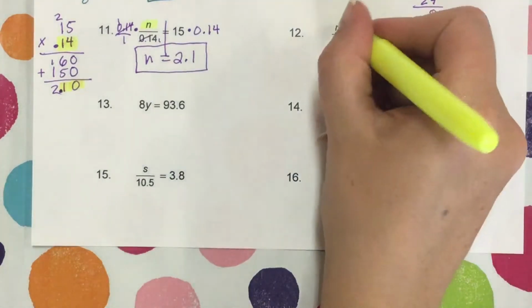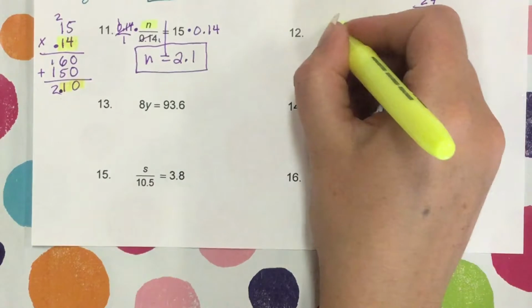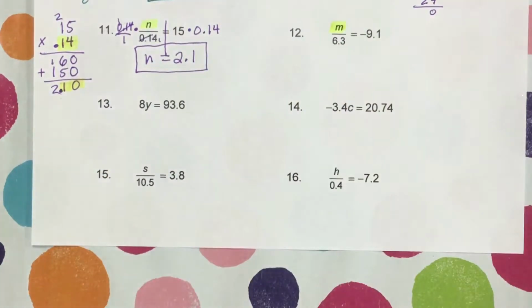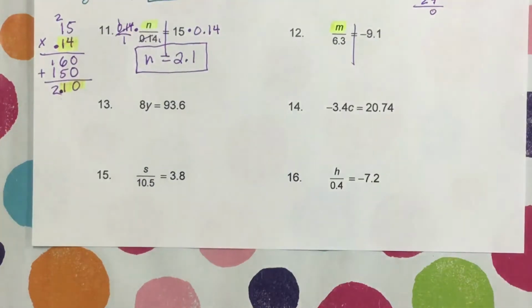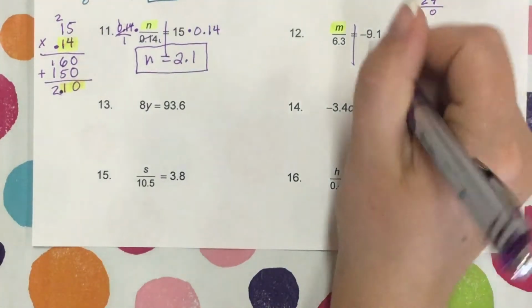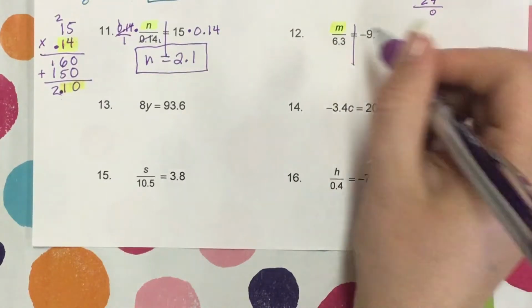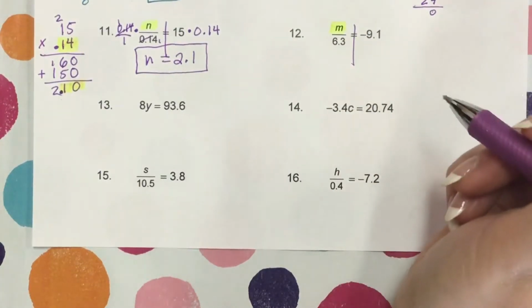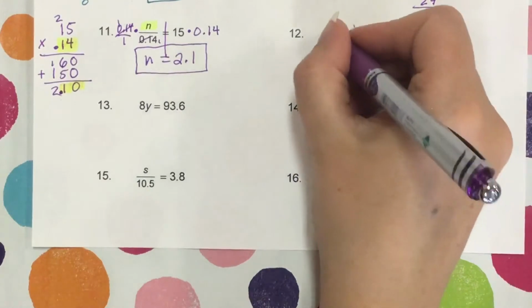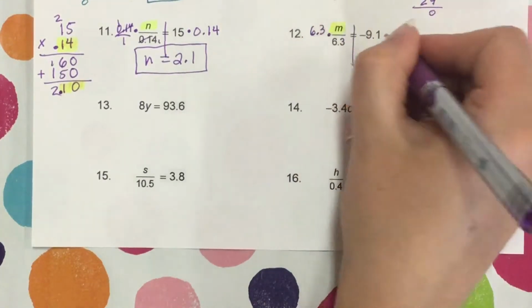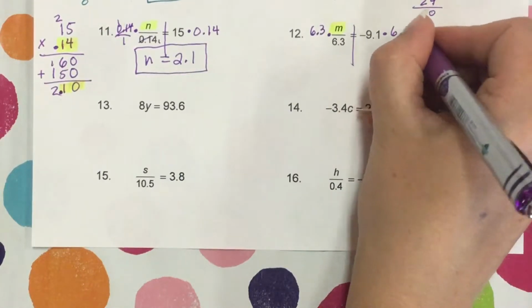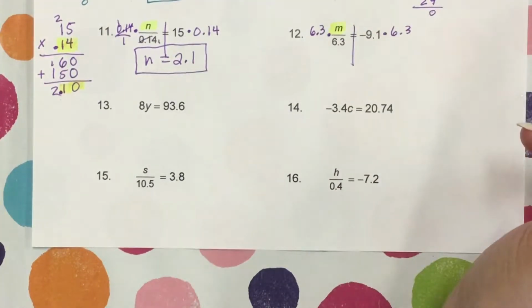So on number 12, we're trying to figure out what m is. And remember, to figure out what m is, we need m on this side of the equation by itself. And right now, it is not. It is m divided by 6.3. So what is the inverse operation of division? It is multiplication. You are correct. So we're going to multiply this side of the equation by 6.3 and this side of the equation by 6.3. We have to keep things equal.